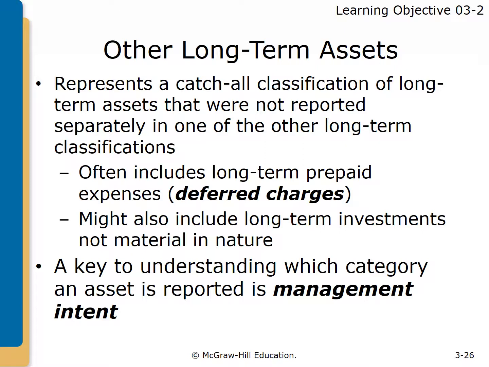Then there's the catch-all category. Well, I have an asset here and it doesn't fit any of those other categories. Where do I put it? Other. A typical example of an other long-term asset would be a prepaid expense that is beyond 1 year. So the services will not only be received in the coming year, but beyond.